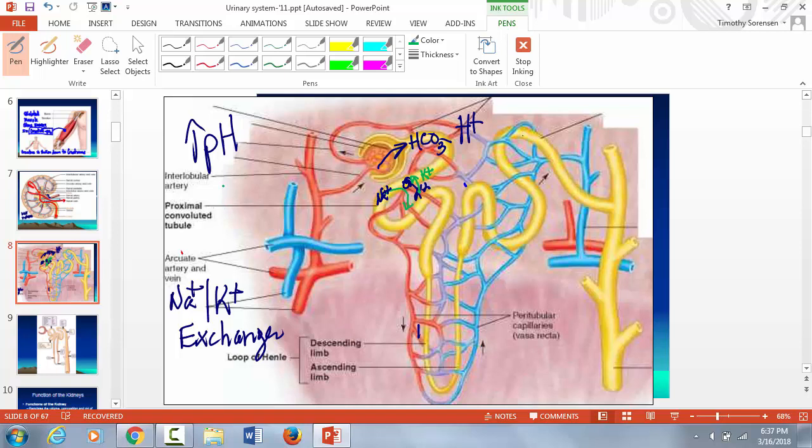Now watch. If the pH of your blood begins to drop, you have an acidosis. What's more important, to maintain the pH of your blood or potassium levels? pH, right? So what will happen is the sodium-potassium exchanger will no longer exchange sodium and potassium. It will exchange hydrogen ions for sodium. So sodium will get brought back into the blood, and the hydrogen ions will be excreted. So what will happen to the amount of potassium in the blood? It will go up. So that's why an acidosis causes hyperkalemia.